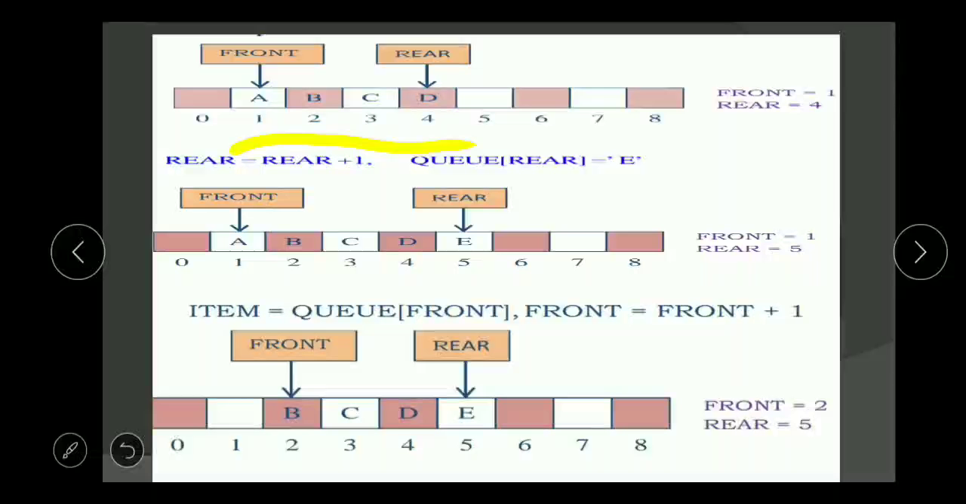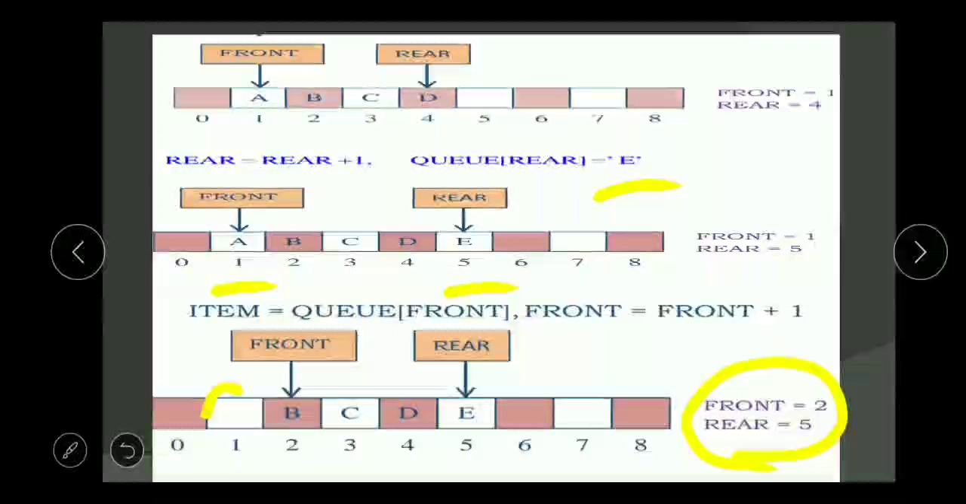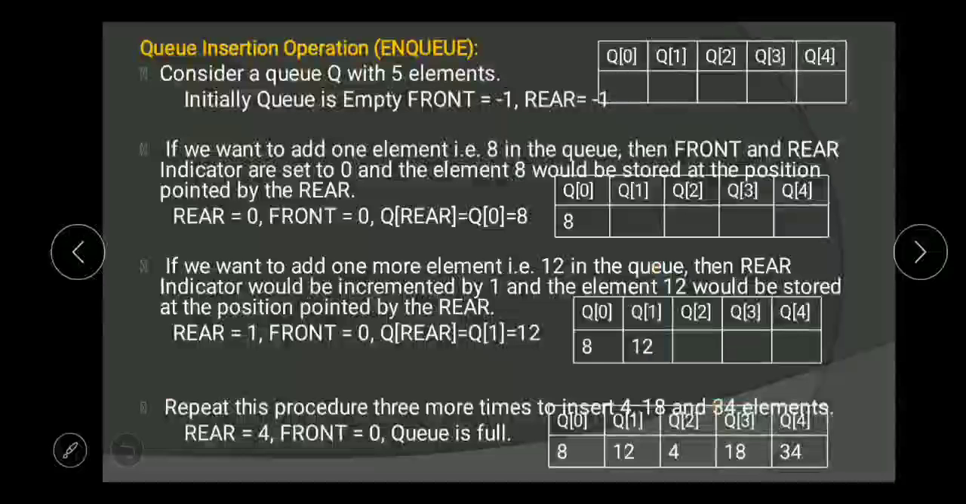And then we have rear is equal to rear plus 1. That means we add one item into the queue, that is item E. So the queue becomes front is equal to 1 and rear is equal to 5, because we add one element into the queue. And then item is equal to q of front, and front is equal to front plus 1. That means we delete one item from the queue. That becomes front is equal to 2 and rear is equal to 5, because A will be deleted here. This is about memory representation in the queue.